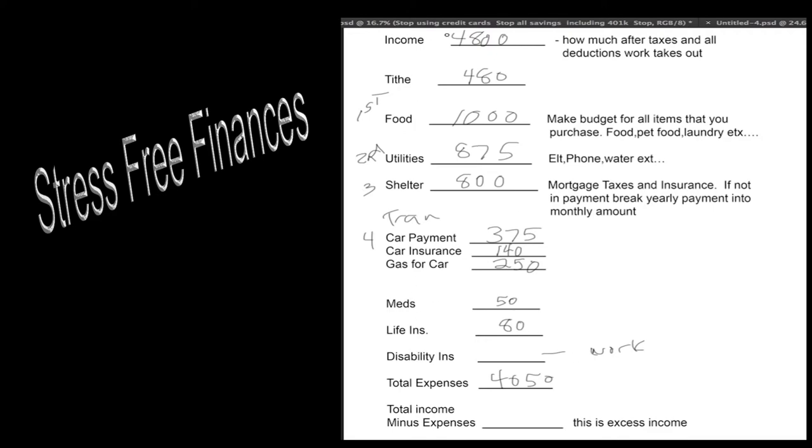Now, when we take a look at this with $4,800 income and we take that out, that means that they have $750 in excess income. All right, so this is what we want. This is the first step. We just want to make sure we put all this down, and then we figure out what our excess income is. So that's what we're going to use to do our debt reduction, and then to pay for the current bills that we have now.